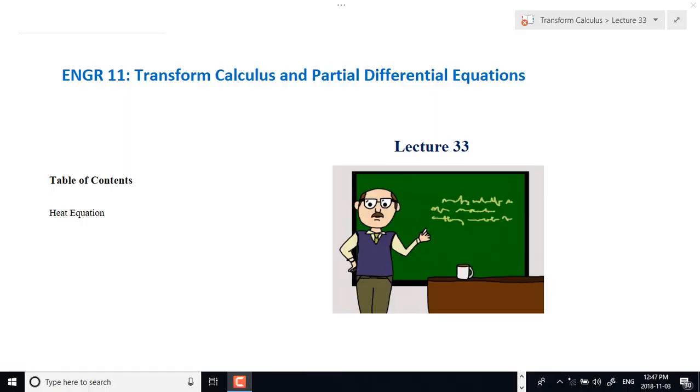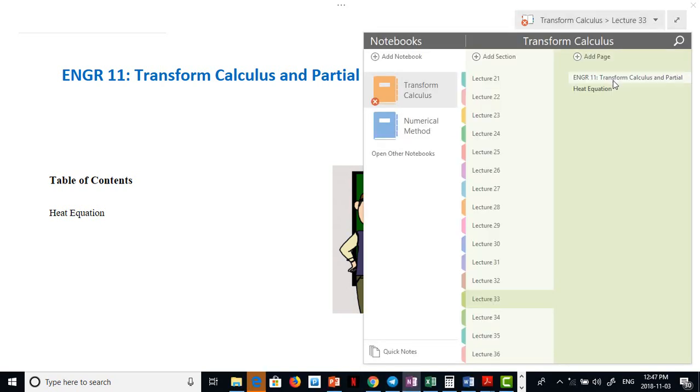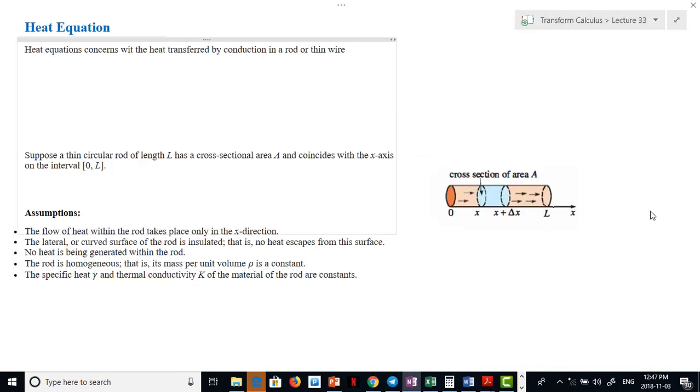Hello guys, we're gonna start lecture 33 today, and we're gonna talk about the heat equation. In fact, in this lecture, we're gonna see what the heat equation is, and in the next lecture, we're gonna solve it. So the heat equation is concerned with the heat transferred by conduction in a rod or thin wire.